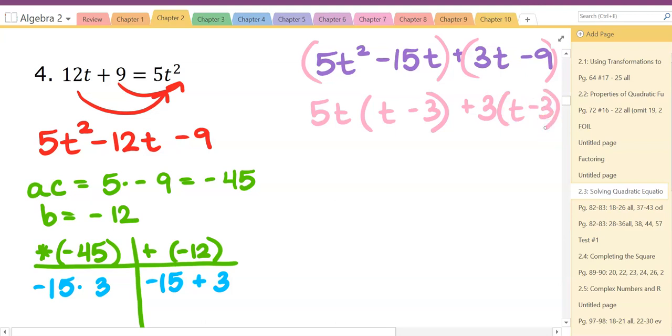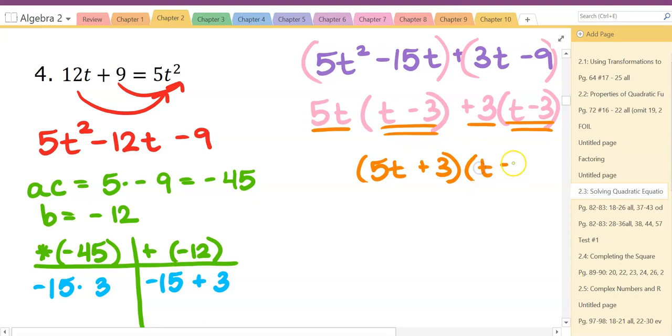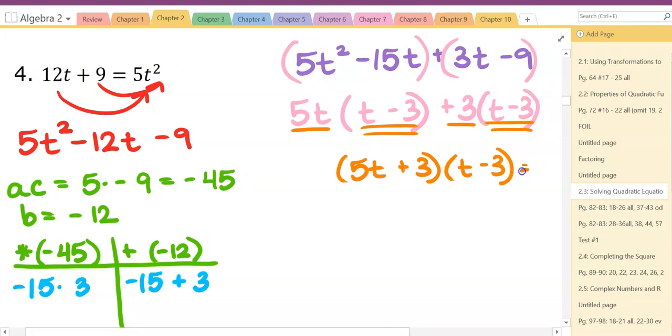So far, good. Now we take the pieces sitting out front, so the 5t and the 3, those get stuck together. So 5t plus 3. And then the pieces inside the parentheses, you drop one of those down, so t minus 3. So that's factoring from what we did last week. Now remember, this is being set equal to 0, so now we have to solve it.